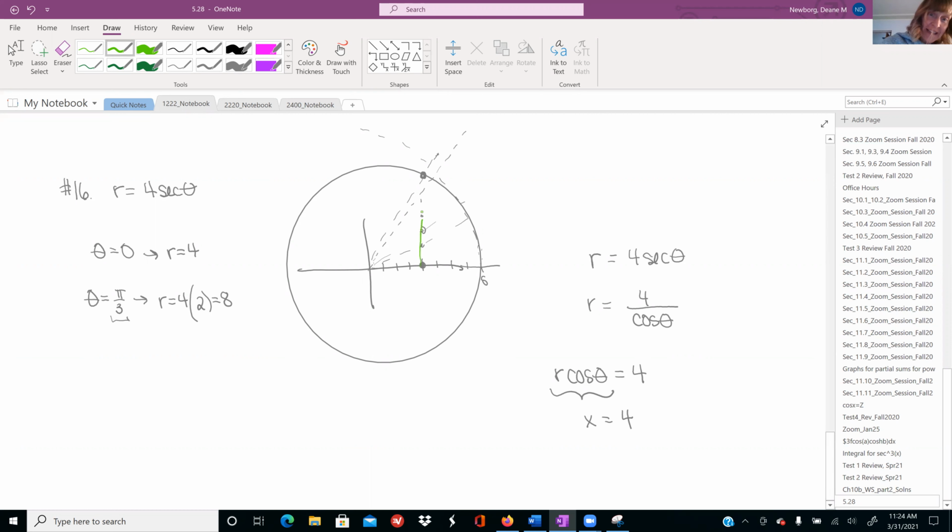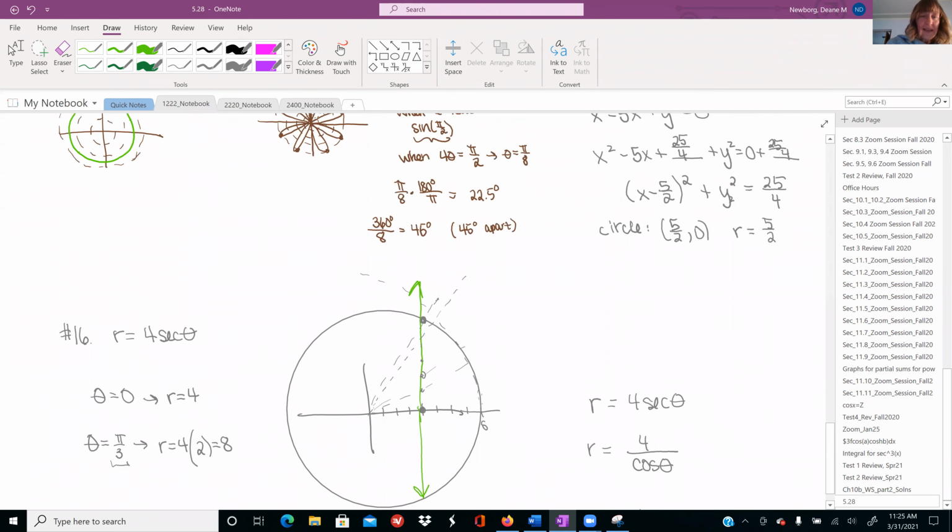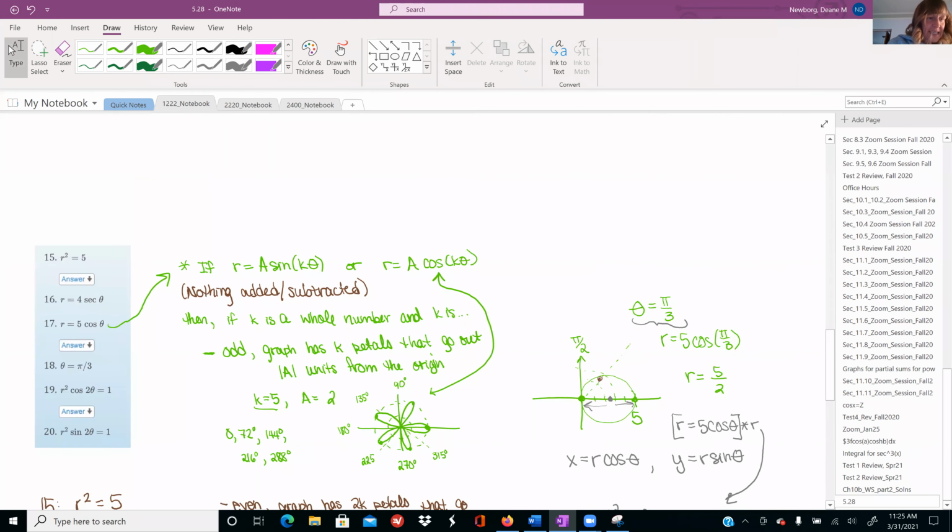So it starts to look like a vertical line. It really is a vertical line, which seems weird because you think secant is this weird graph that kind of looks like up and down parabolas. How are we getting that? Okay, so I've talked about 15, 16, 17, 18.